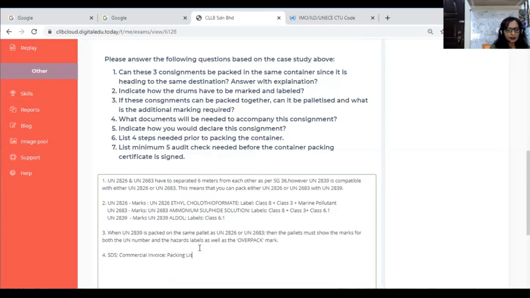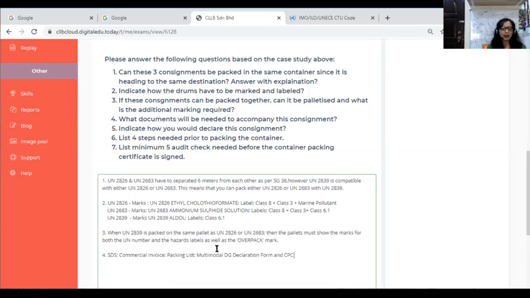Packing list, multimodal DG declaration form, and CPC if the entire container is shipped by a single shipper. So meaning that if the entire thing is just this guy's cargo only, but I'm not going to go into that. I'm just going to say NCPC here.